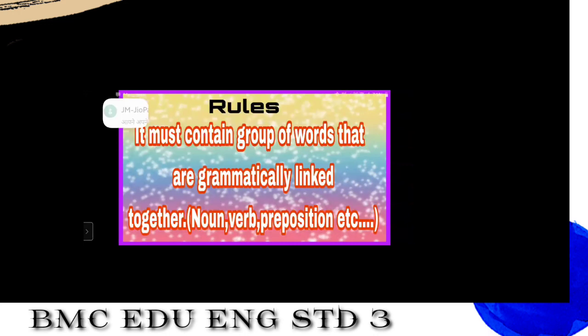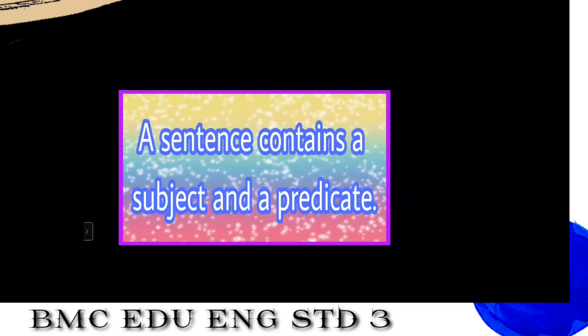Now, second rule, it must contain a group of words that are grammatically linked together. For example, noun, verb, preposition: birds is a noun, then what you are doing is a verb, then prepositions are on, are, etc. Right? Third, a sentence must contain a subject and a predicate, which we learned right now.